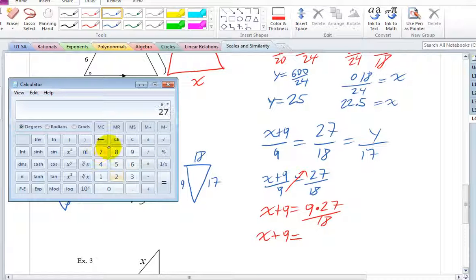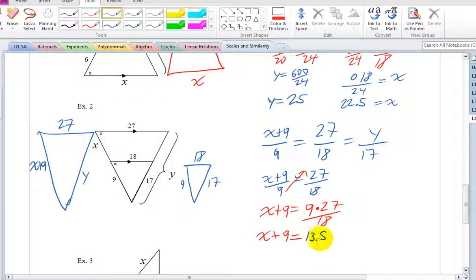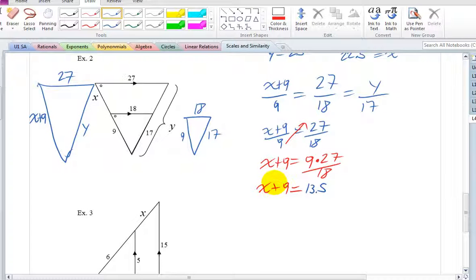So 9 times 27 divided by 18 equals 13.5. So how do we get rid of the plus 9, Rebecca? Minus 9 on both sides. So this is our algebra solving, and that equals 4.5. Done. So all I'm using is the skills you have in a different way. Okay. Now the other one's easy. 27 over 18 equals y over 17. Go ahead, solve for y.